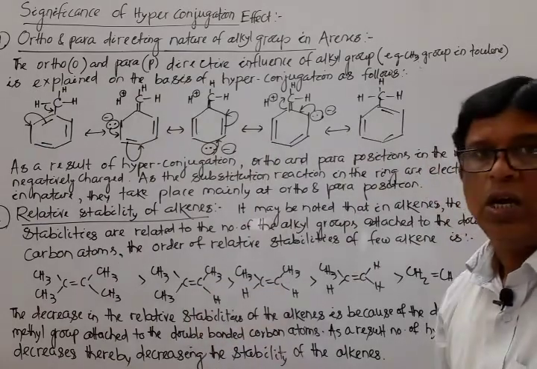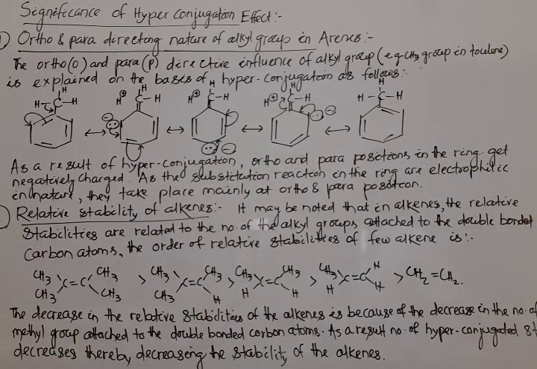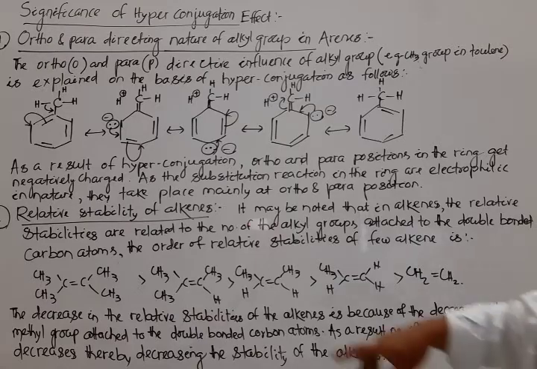Next, note down the application or the significance of hyperconjugation. First one is the ortho and para directing nature of the alkyl group in arene. Note down, the ortho shortcut is O and the para shortcut symbol is P. The directive influence of the alkyl group, that is a methyl group, when it is attached to benzene, known as toluene, is explained on the basis of hyperconjugation, which is represented. Mark that. Draw this one.